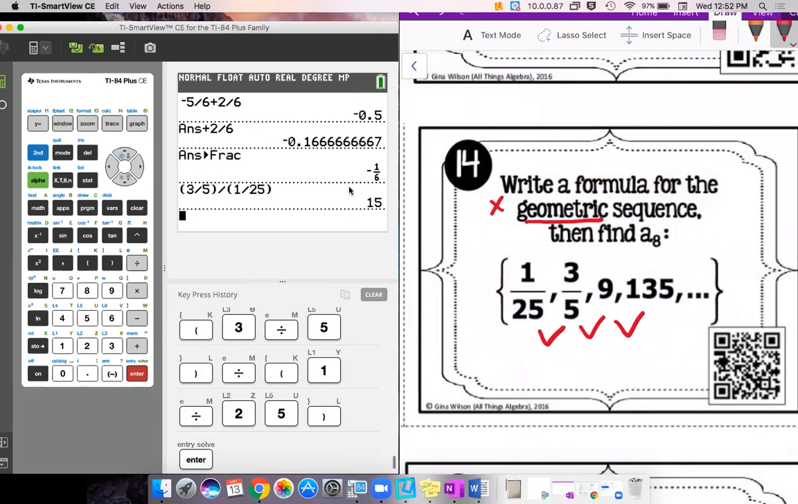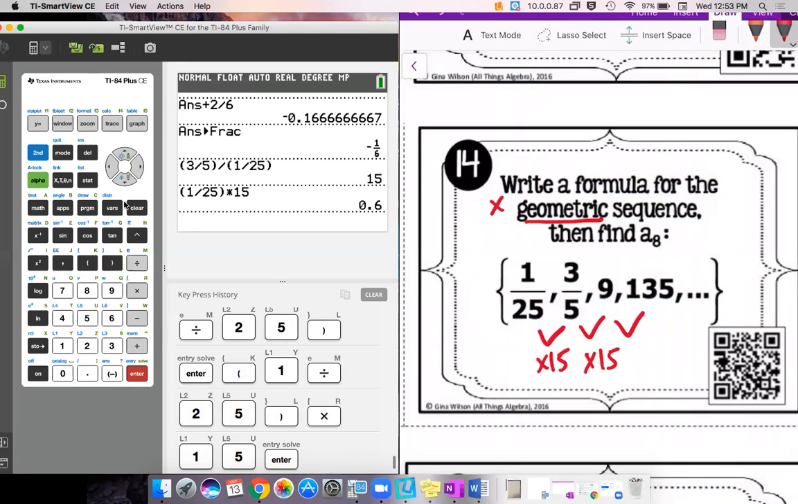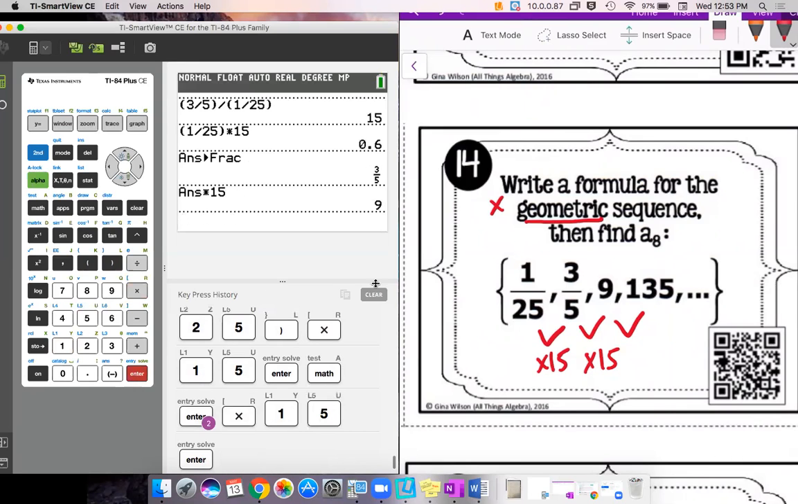And then it'll tell me what I'm multiplying by. So this tells me that I'm going to multiply this by 15 over and over and over again. So then I can check: if I do 1/25, so 1 divided by 25, and then times 15, I should get, if I make this a fraction, the 3/5. And then if I multiply by 15 again, I get the 9, etc. So it tells me that my ratio is 15. So R is going to be 15.